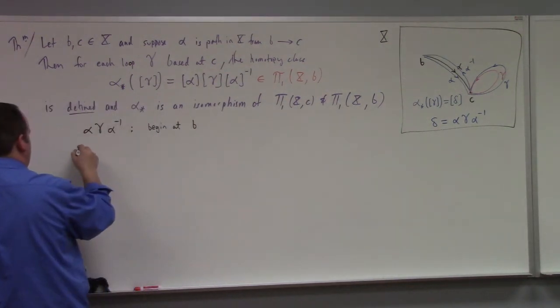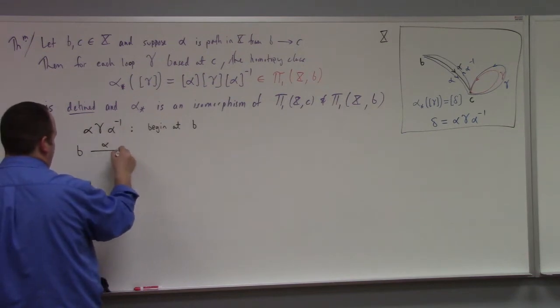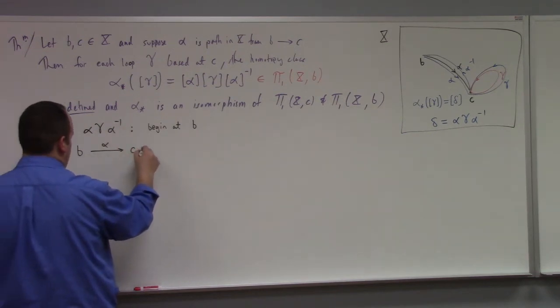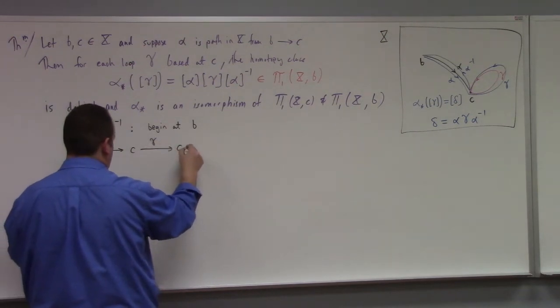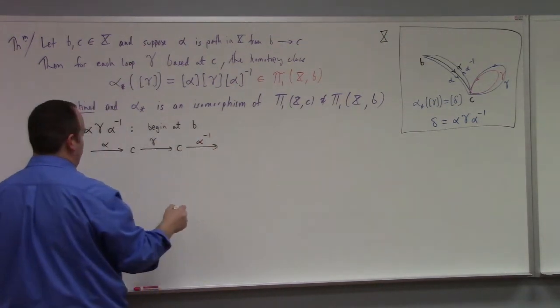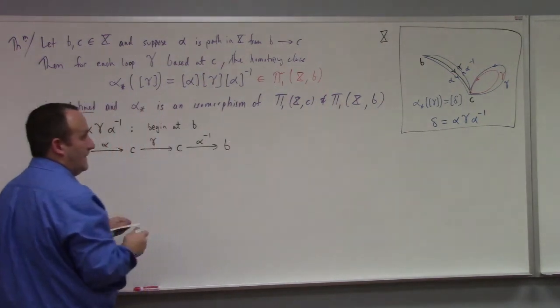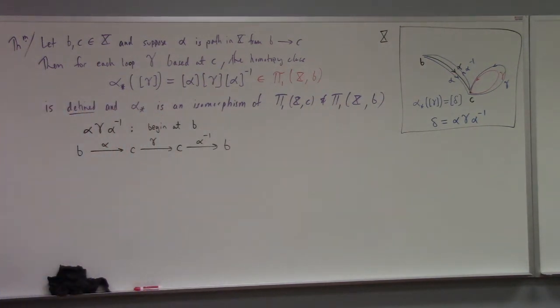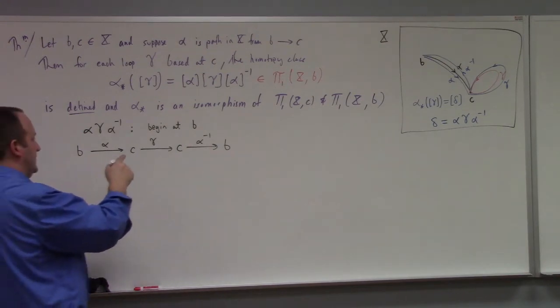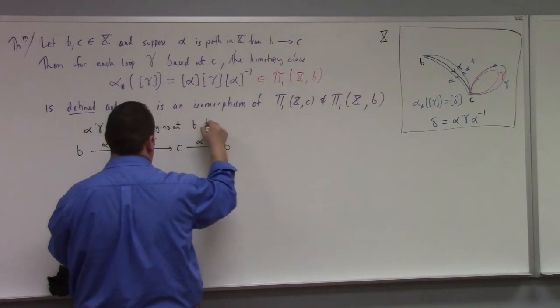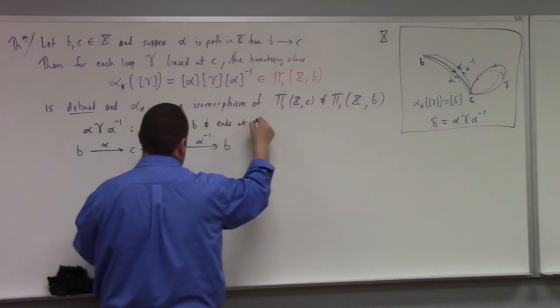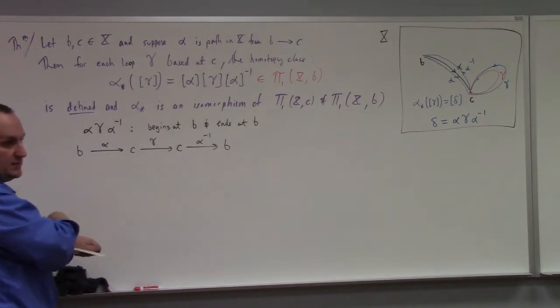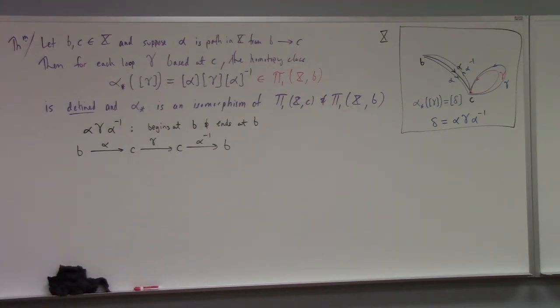So you're saying I should look at it this way. I start at B, and then by alpha we go to where? C, and then by gamma we go to C, and then by alpha inverse we go to B again. So the point is that this begins at B and ends at B, if we study this path. Well, not just that. What else should we worry about?